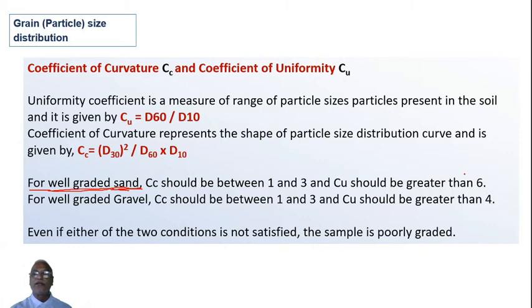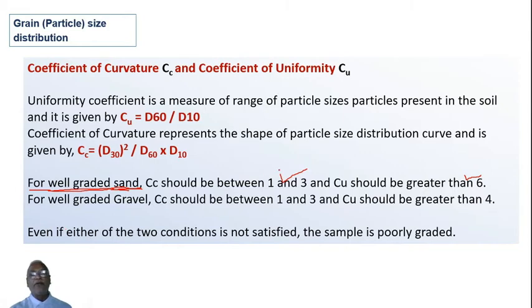So ranges are given. For well graded sand, Cu should be greater than 6 and Cc should be between 1 and 3. Now similarly, for well graded gravel, the Cc should be between 1 and 3 and Cu should be greater than 4.